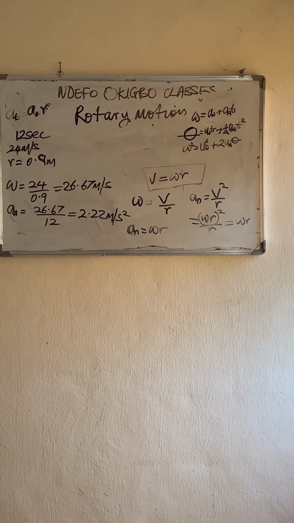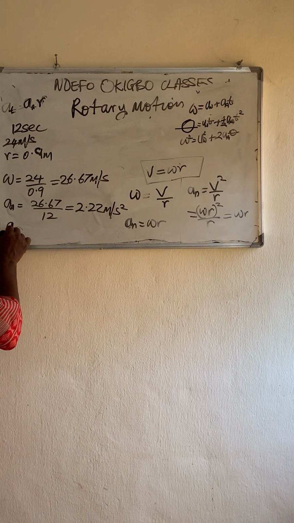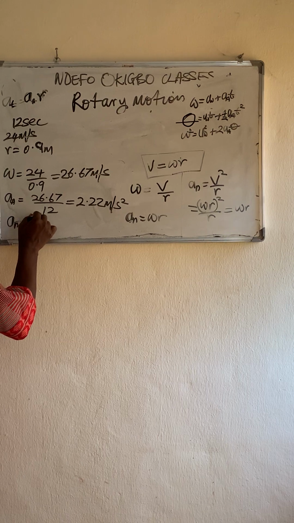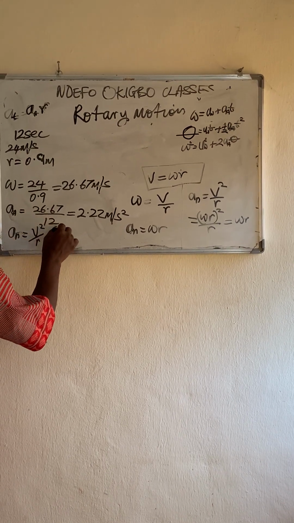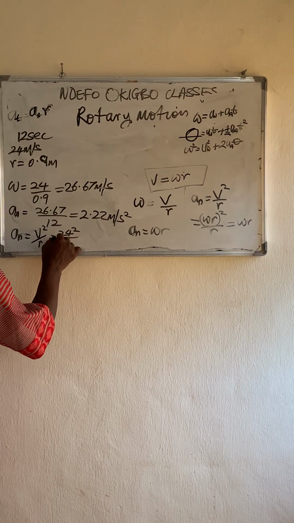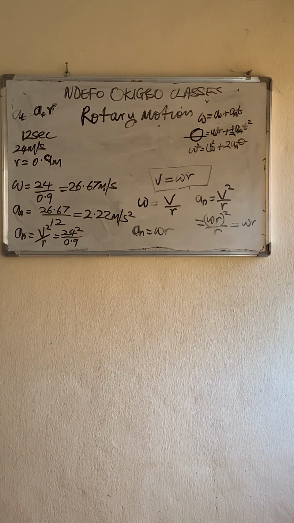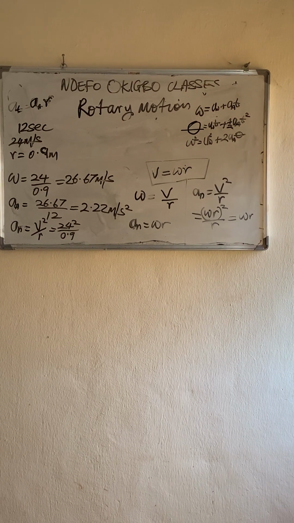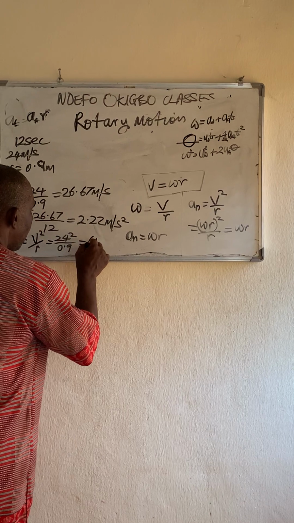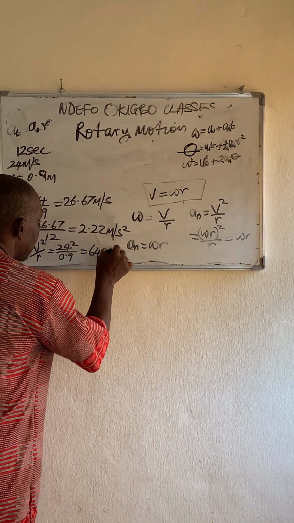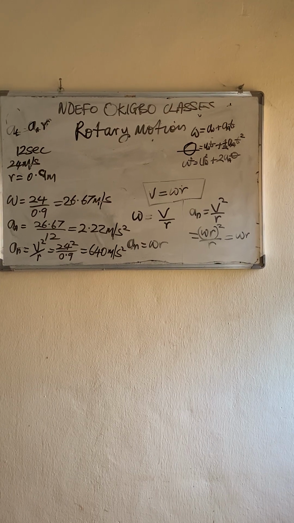Now to get the normal acceleration, v squared over r. v was 24, so 24 squared over 0.9, as simple as that, which I got to be 640 meters per second squared. That is the normal acceleration as needed from the question.